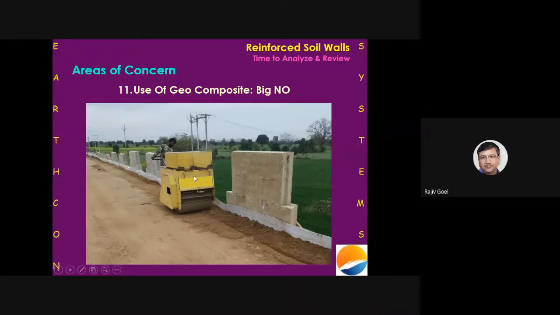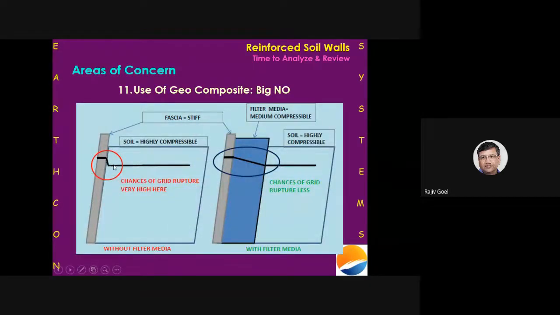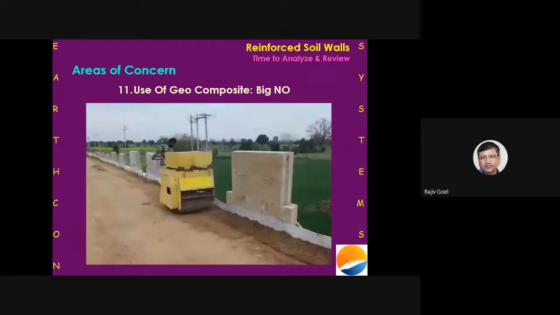There is no way that this roller can go very, very close to the panel. So at least 6 to 8 inches of the backfill soil is left absolutely uncompacted if you're using geocomposite. And this is what is leading to problems of this kind, where the internal settlement, which should have happened like this, is happening like this. So I am personally against the use of geocomposites, and given a chance, if somebody wants to consult me, you guys, kindly try to avoid it.